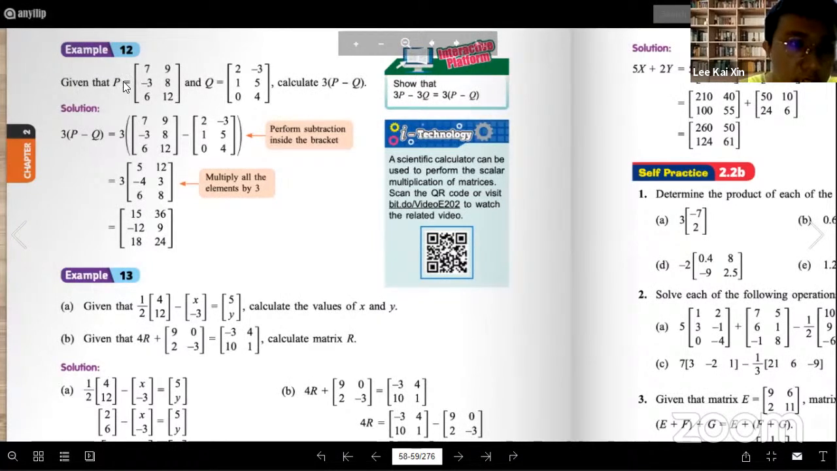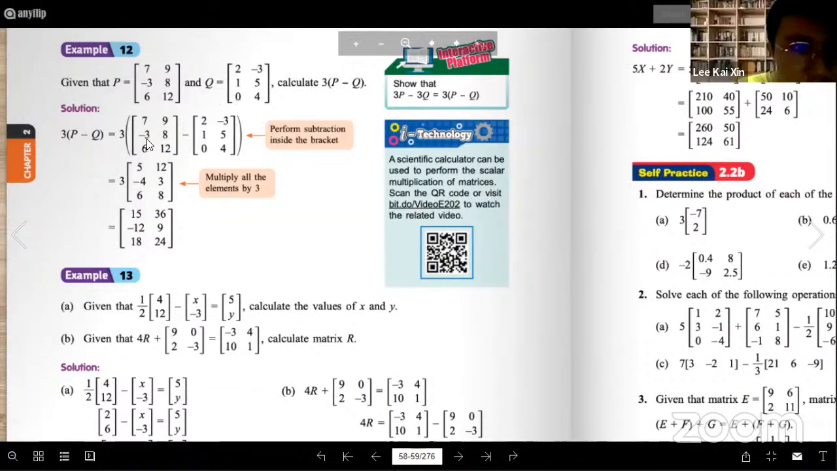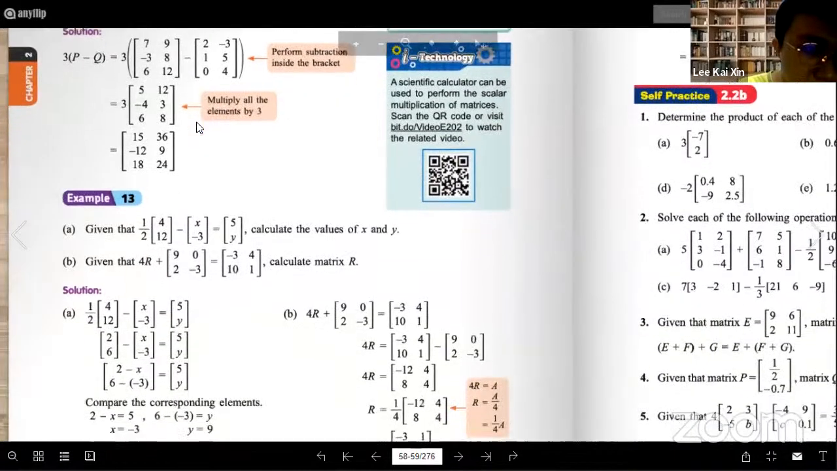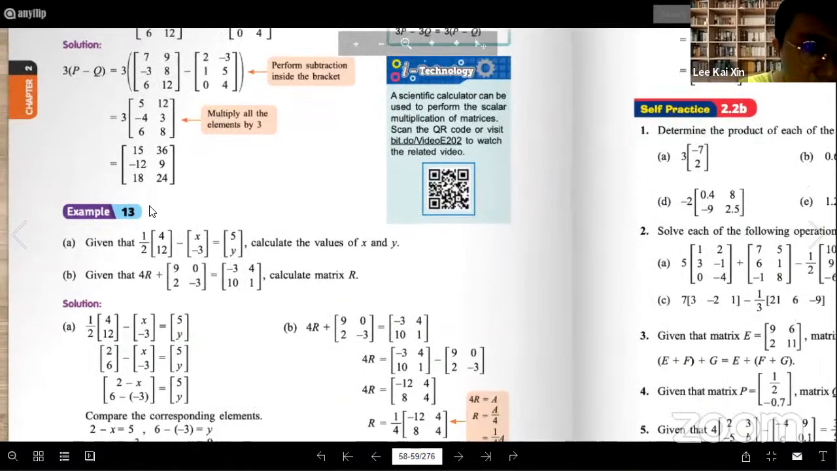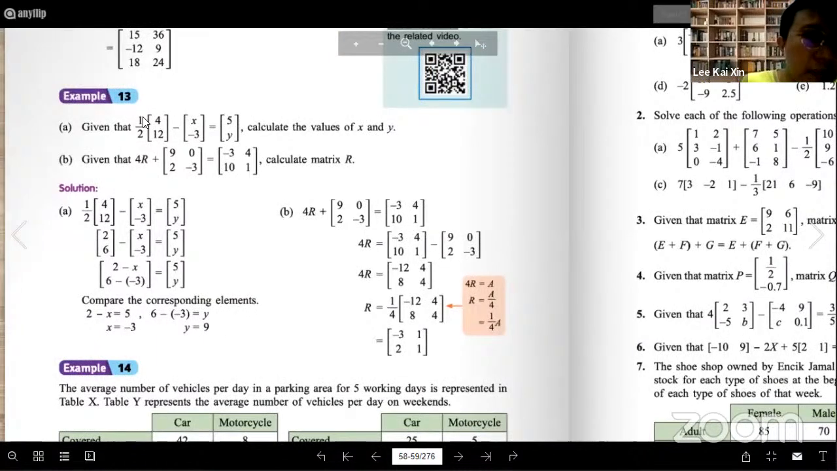Now this one they say, given that P is this and Q is this, they want you to calculate 3 times P minus Q. So you need to calculate P minus Q first. After you calculate P minus Q, you times the 3 inside. So you get the answer. So another example, it's half times 4, 12 minus x, this one -3 equals to 5, y.